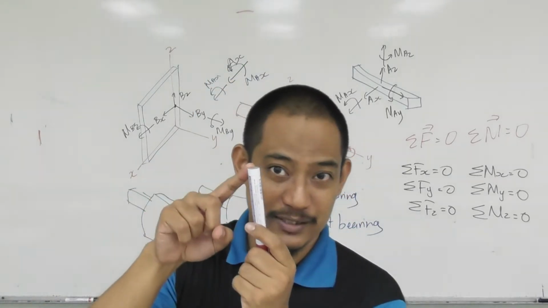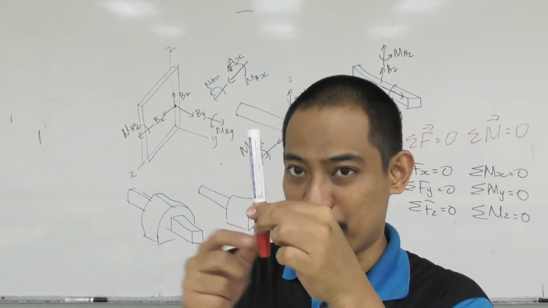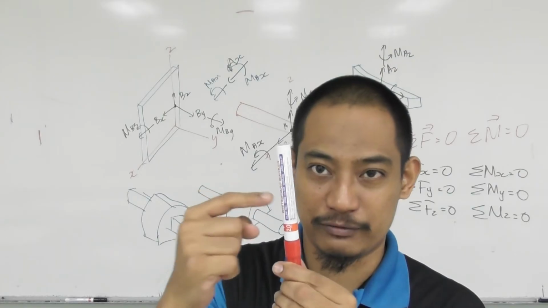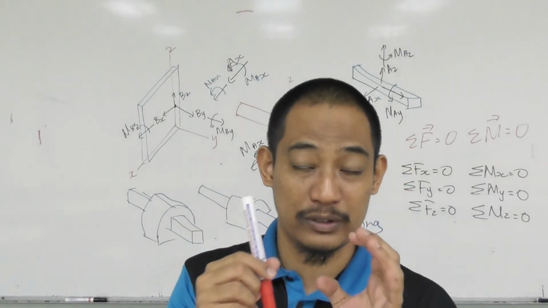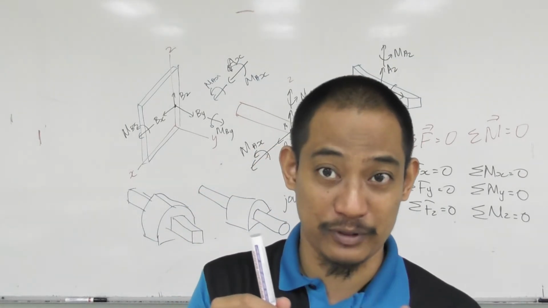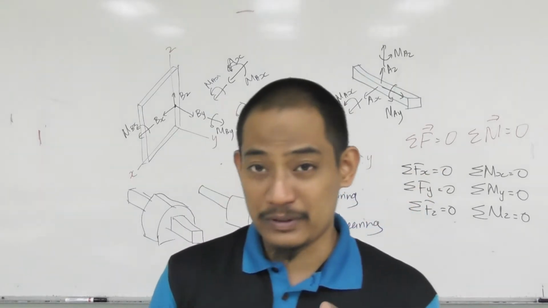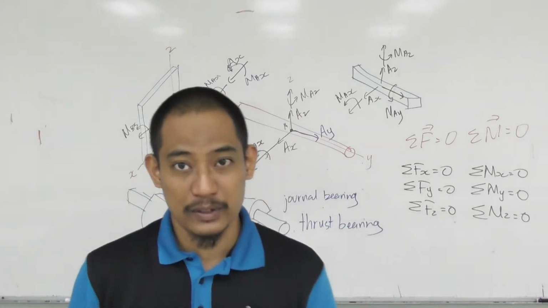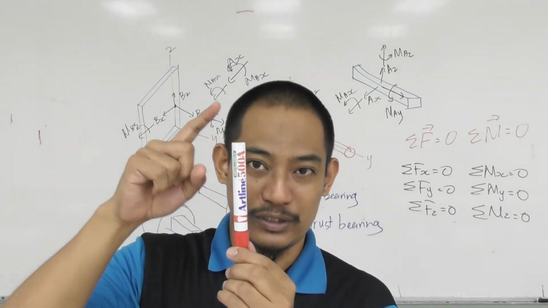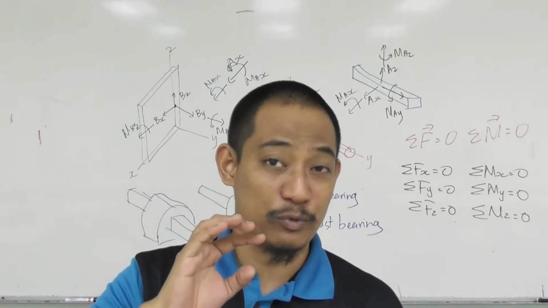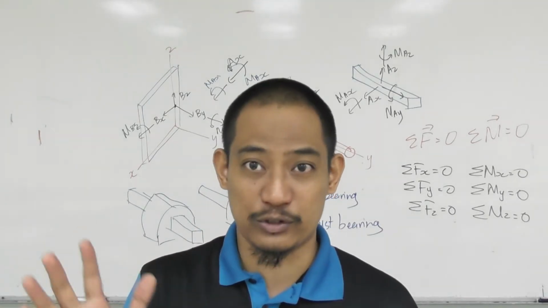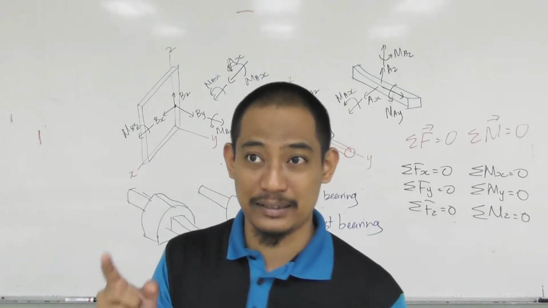Now, you already have 6 here, and if you have any support elsewhere, a bearing here, etc., you will add another 4, depending on whatever type of support there. However, how many equations do we have? We have 1, 2, 3, 4, 5, 6. So you can see that already 6 here and then 4 here, etc. It will be more than 6, so you cannot solve. That means it is statically indeterminate.